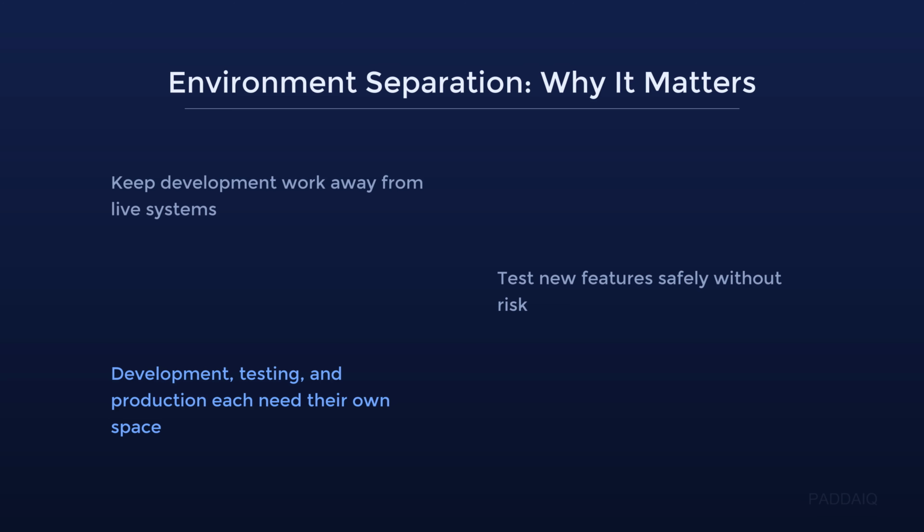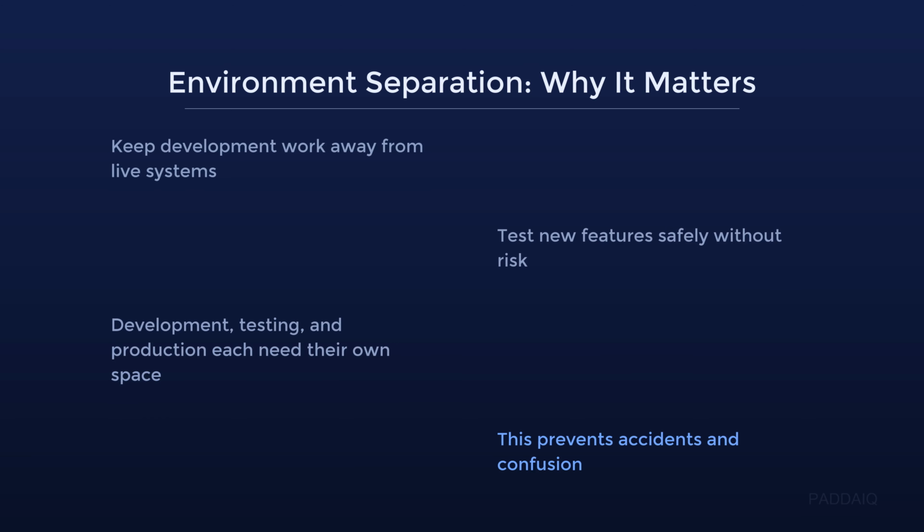Development, testing, and production each need their own space. This means you build, check, and run your apps in separate, dedicated areas to avoid interference. For example, developers can add new features in the development space without disrupting the live application used by customers. Keeping these environments distinct ensures stability and safety throughout your project's life cycle.